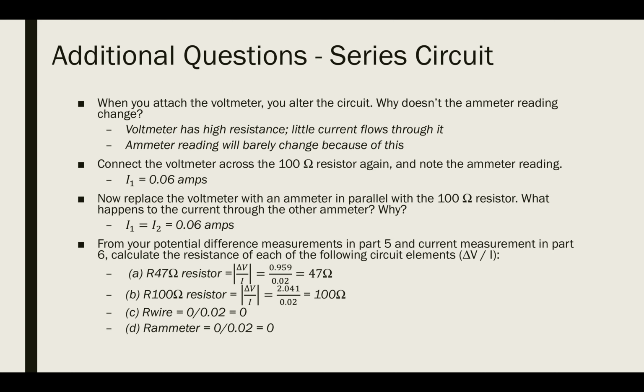At the bottom you can see the calculation of the resistance of the following circuit elements. The first and second resistors have resistances of 47 and 100 ohms, and the wire and ammeter both have resistances of 0.